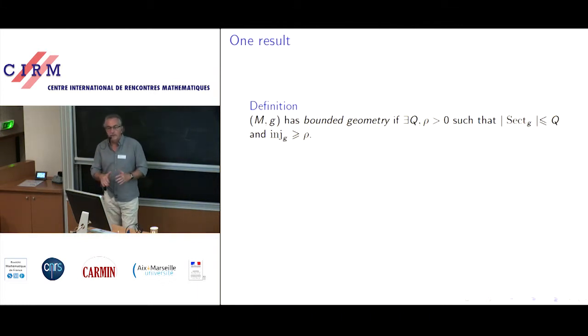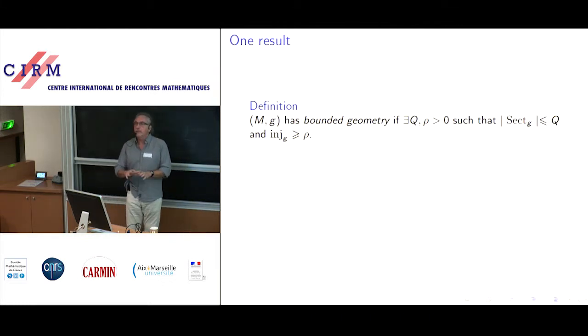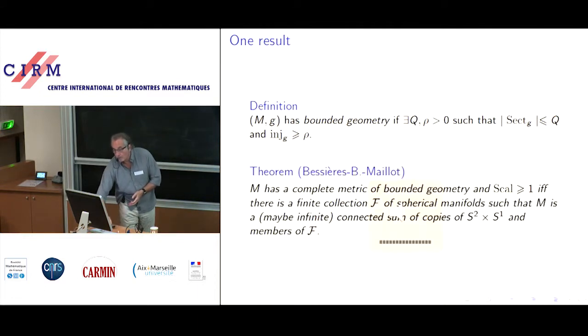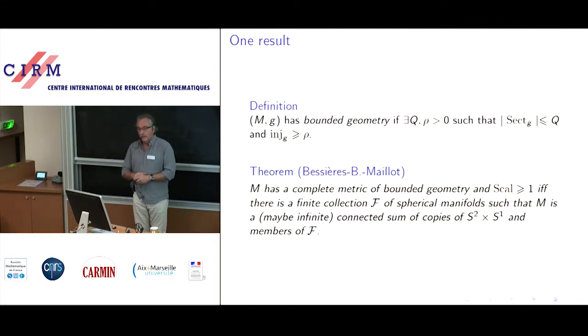So just recall in this definition what is bounded geometry. I will work with metrics of bounded geometry. That makes sense when you are in an open manifold. It means that sectional curvature is bounded on both sides, and injectivity radius is bounded away from zero. And so the theorem we proved quite a few years ago is a complete description of manifolds which carry a complete metric of bounded geometry and scalar curvature greater or equal to 1, uniformly positive scalar curvature.